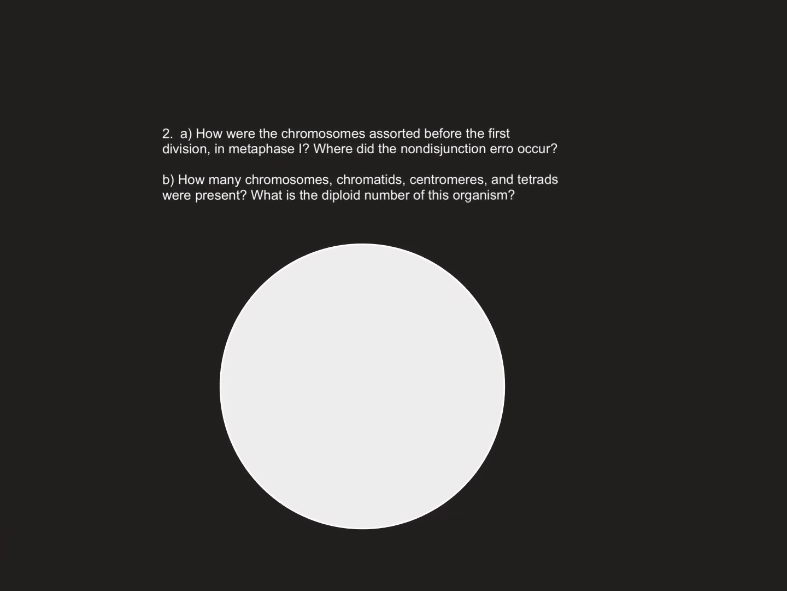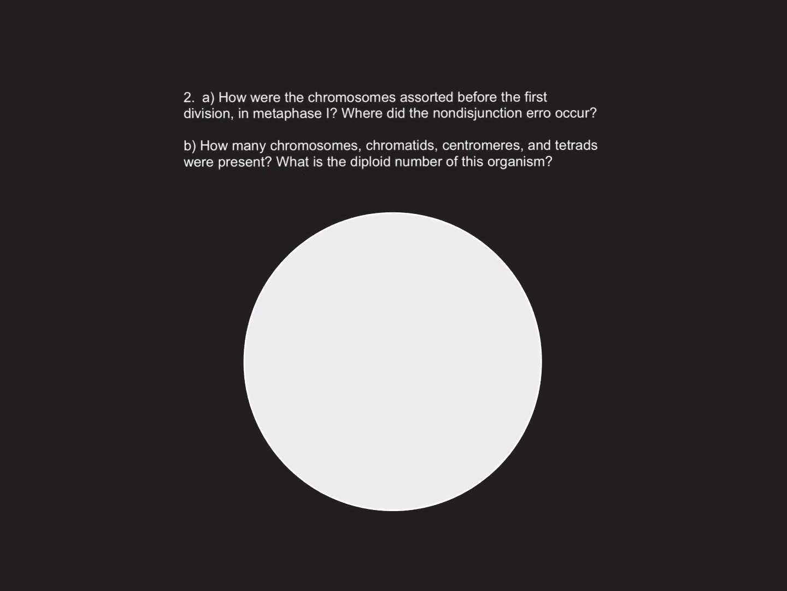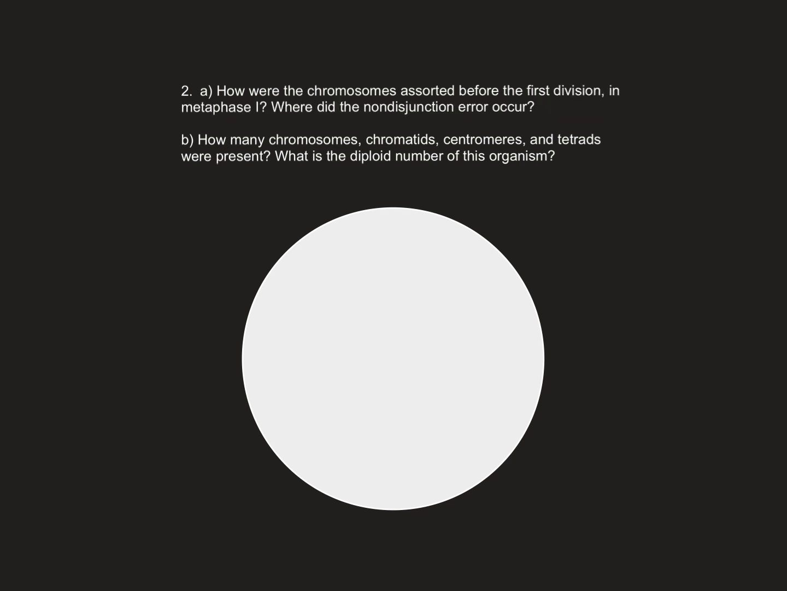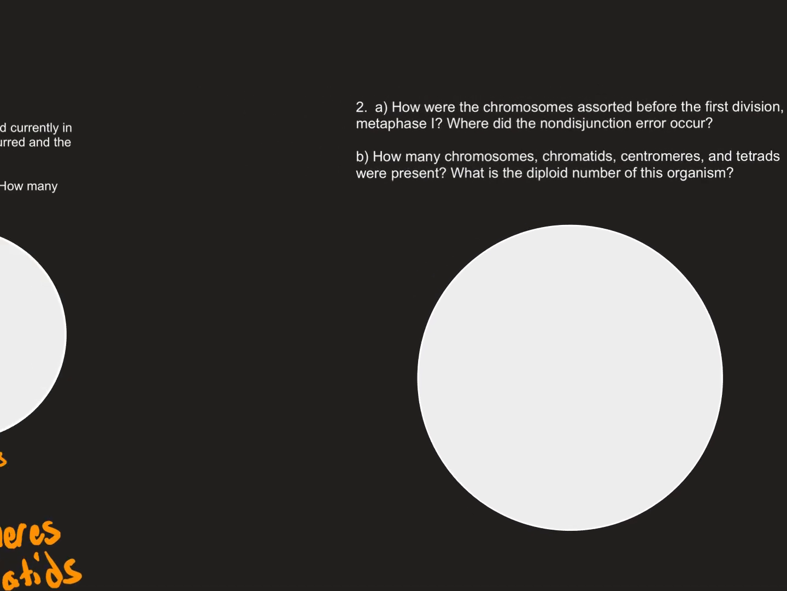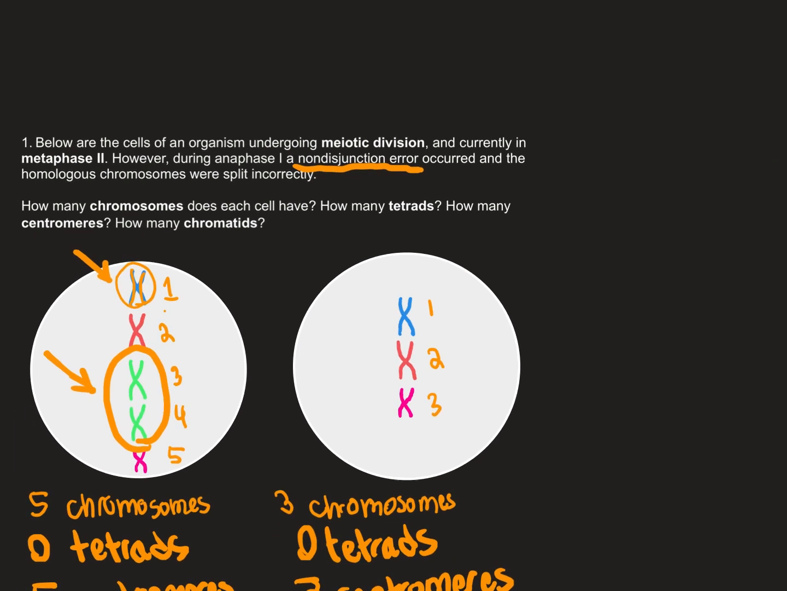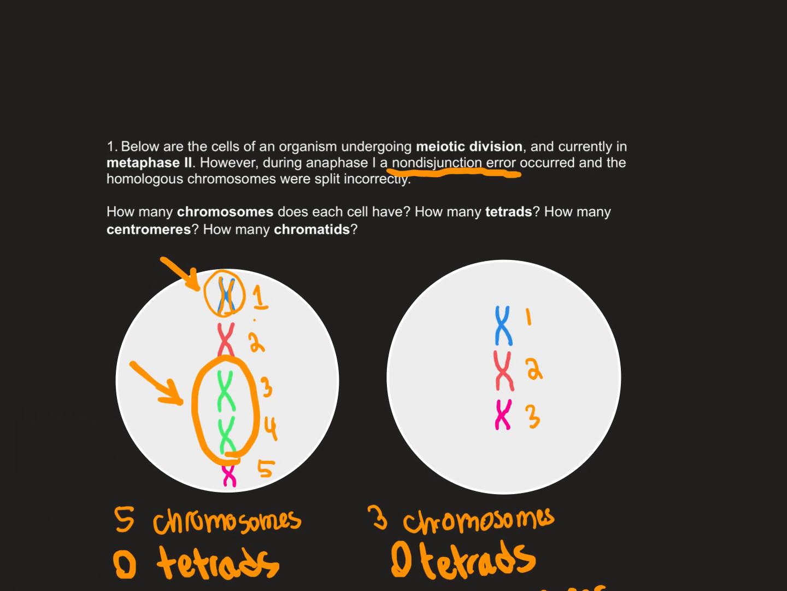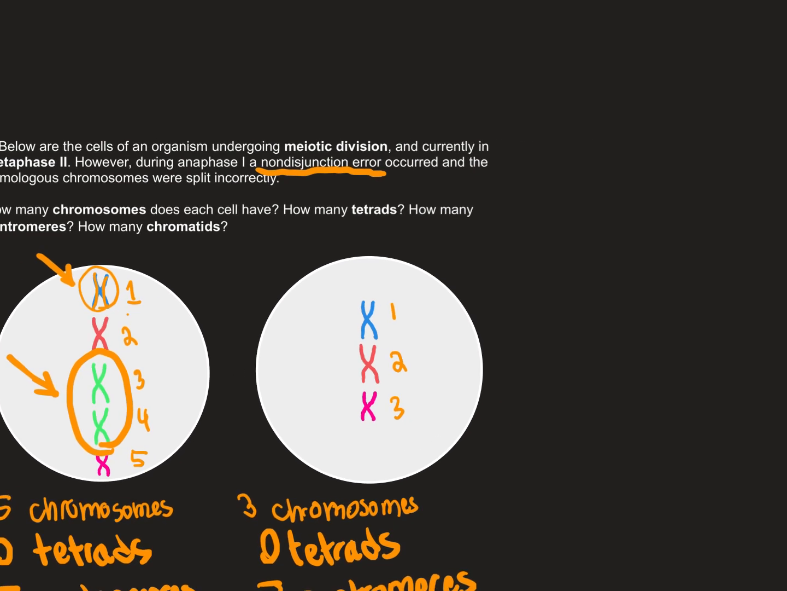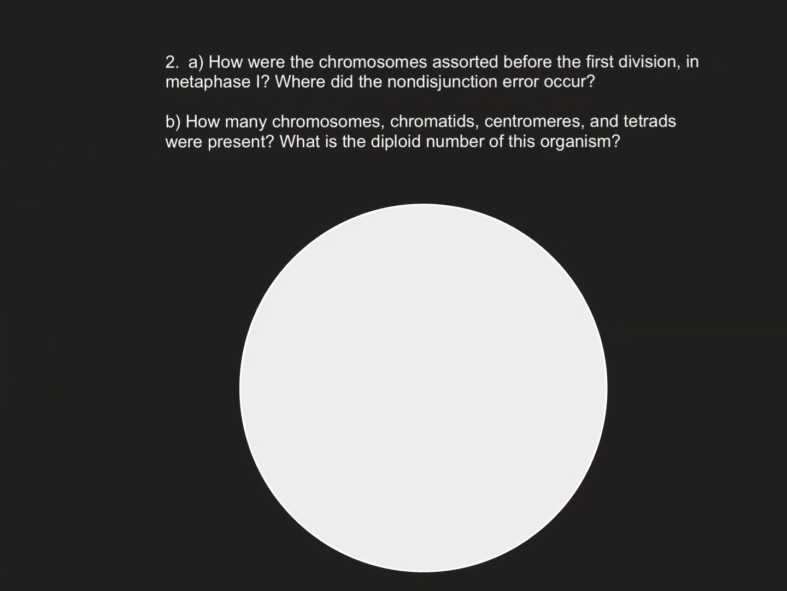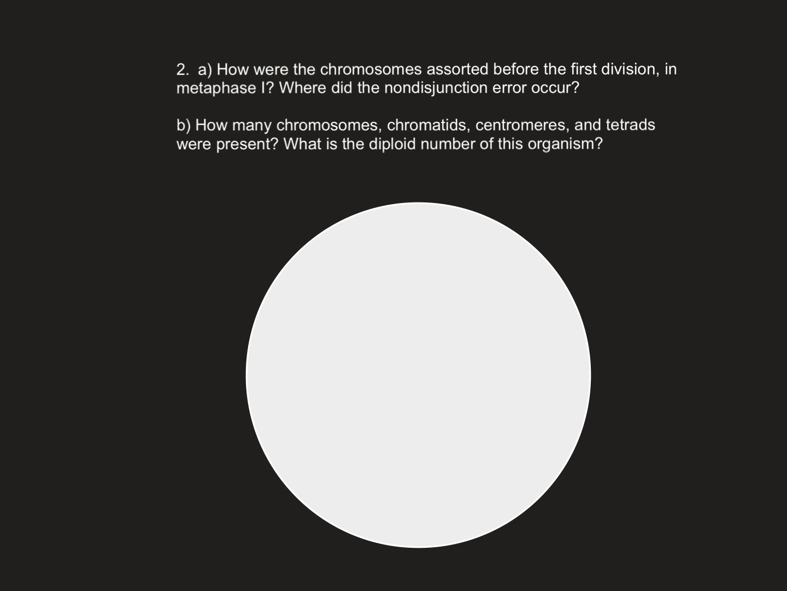All right, now let's take a look at problem number 2. How are the chromosomes assorted before the first division in metaphase 1, and where did the nondisjunction error occur? Well, we know in metaphase 1 that homologous chromosomes align themselves on the metaphase plate at the center of the cell. And looking at our question number 1, we can see that there are 1, 2, 3, 4 different kinds of chromosomes here. We have the blue, red, green, and pink chromosome. So all we have to do is draw them in pairs along our cell.